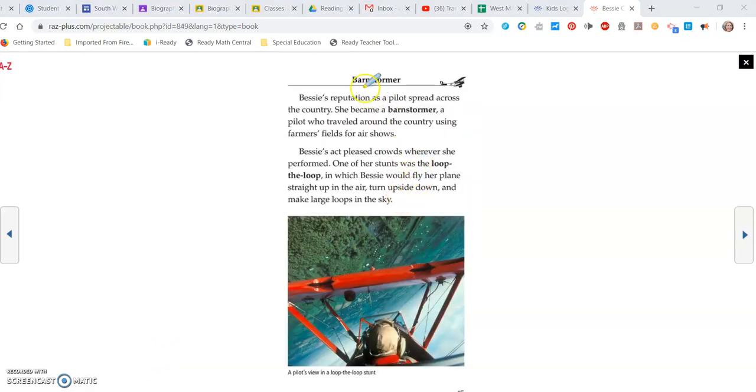So this heading is titled Barnstormer. It's stating that Bessie's reputation as a pilot spread fast across the country. She became a barnstormer, and that's in bold, a pilot who traveled around the country using farmers' fields for air shows. So she was really well known, and she would do lots of stunts within the air that would make it really fun for people to watch her.